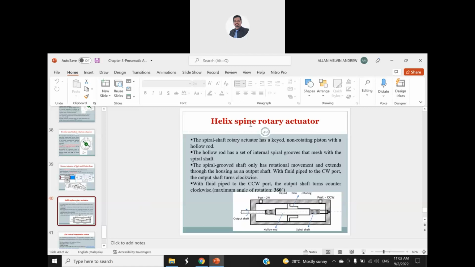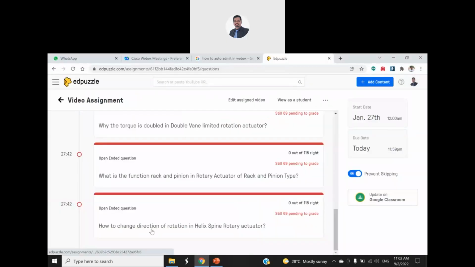Okay, so in helix spline rotary actuators, normally the port will be named with a CW or CCW. So if you want it to turn counterclockwise, you just attach your compressed air to this side, and if you want it to rotate clockwise, you just attach to the left hand side. So that's how you can change the direction of a helix spline rotary actuator.